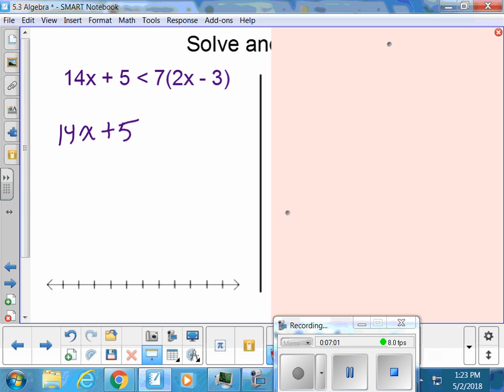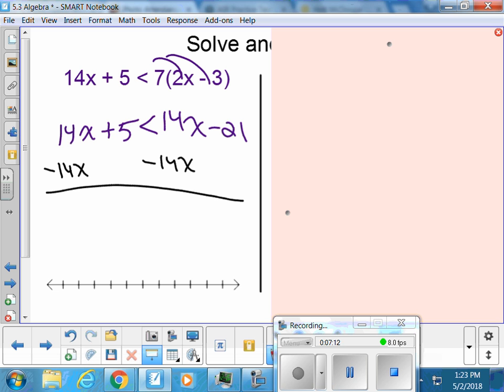We had all our board buddies come up, and they started noticing right away something was a little off on this problem. When they went to try to get all their x's on one side, watch what happens. This 14x goes away, this 14x goes away. I'm left with 5 is less than -21. And I have to ask myself, is 5 less than -21? No. So since it's a false statement, I'm going to write no solution.